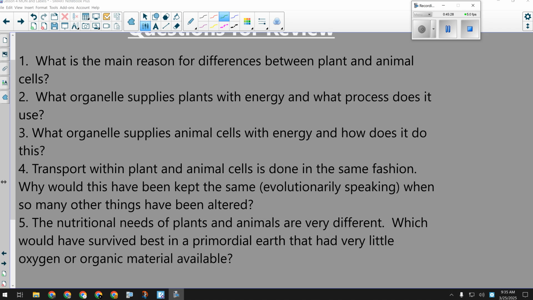So if this is still being done this way, it's because it's the best. Nothing better has come along. Natural selection says if it ain't broke, don't fix it. Unless something way better comes along, we're going to stick with what we have. That's how natural selection works.